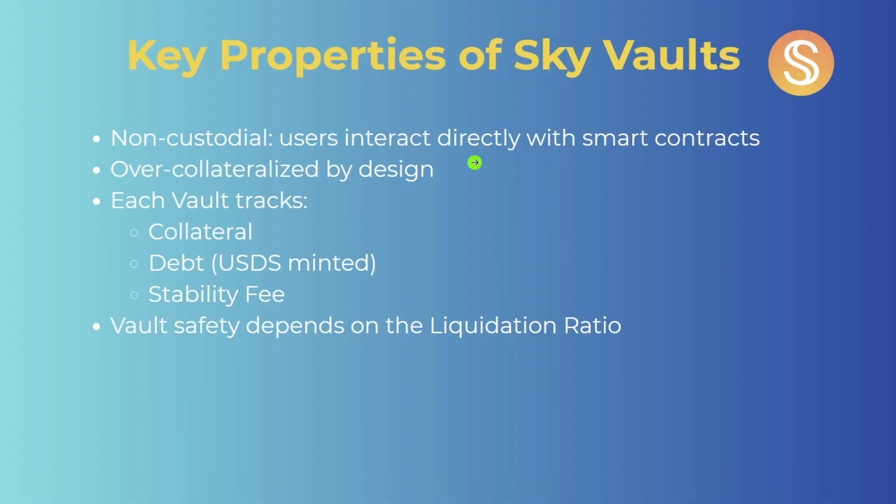What are the key properties of the Sky Vaults? They are non-custodial, so users interact directly with the smart contract. There is no middleman. They are over-collateralized by design. Each vault tracks the collateral, so, for example, the debt, the USDS minted, the stability fee, and the vault safety depends on the liquidation ratio.